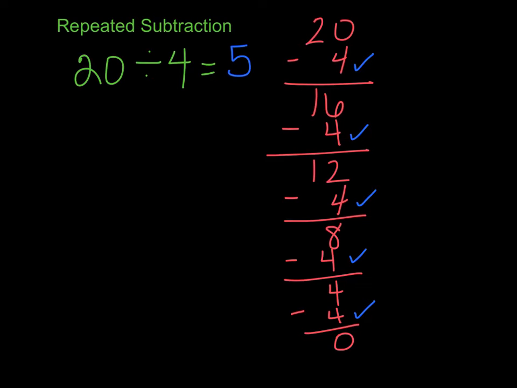And you can check your division by using a related fact. So a related fact would be a multiplication problem. So I can turn this part into a multiplication problem, and I can say 4 times 5, and it should equal 20. 4 times 5 is 20. Good.